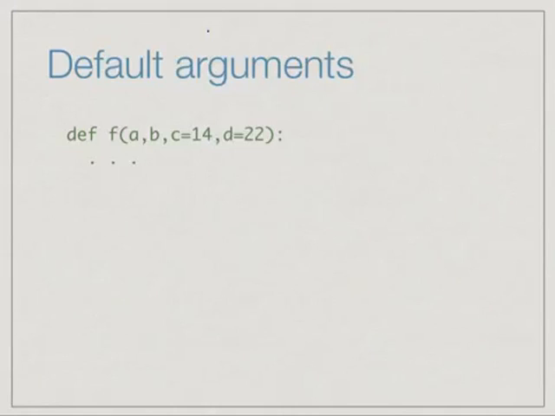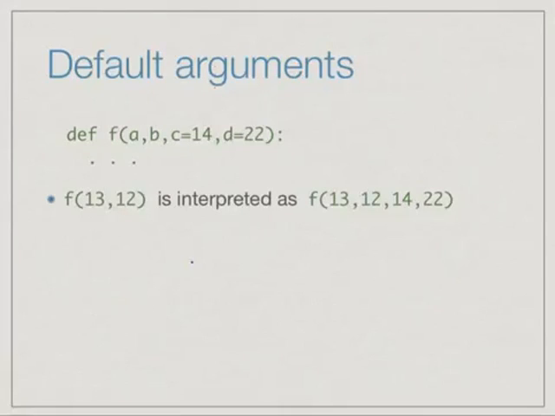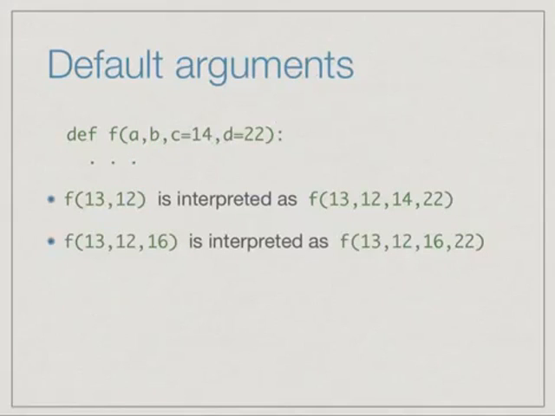So here is a simple prototype. Suppose we have a function with 4 arguments a, b, c, d, and we have c with a default value 14 and d with a default value 22. Then if we have a call with just 2 arguments, then this will be associated with a and b, and so this will be interpreted as f(13, 12), and for the missing arguments c and d, you get the defaults 14 and 22. On the other hand, you might provide 3 arguments, in which case a becomes 13, b becomes 12 as before, and c becomes 16, but d is left unspecified, so it becomes the default value. So this is interpreted as f(13, 12, 16) and the default value 22.